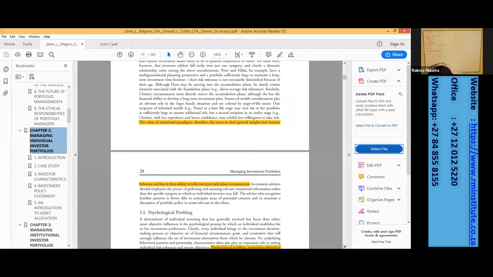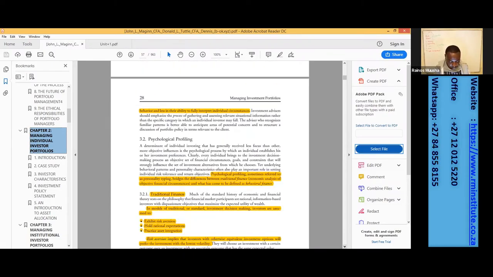So on the last sentence on page 27, here they say the value of situational paradigm therefore lies more in the general insights into human behavior and less in their ability to fully interpret individual circumstances. So you can use situational profiling to try to categorize individual investors, although you have to be very cautious when you're using situational profiling to profile individual investors, because it's not all the time that an individual in a particular situation is going to be behaving in a certain way as well.